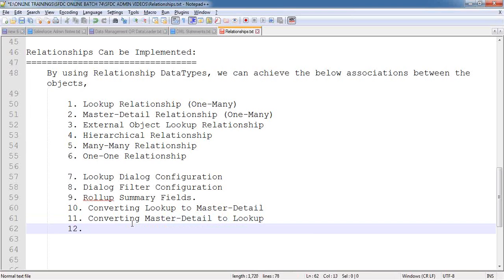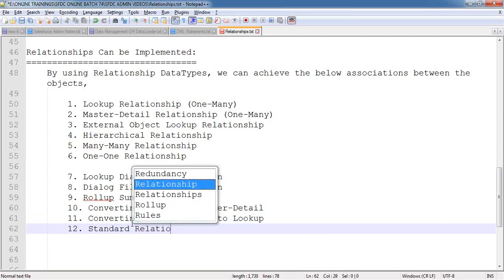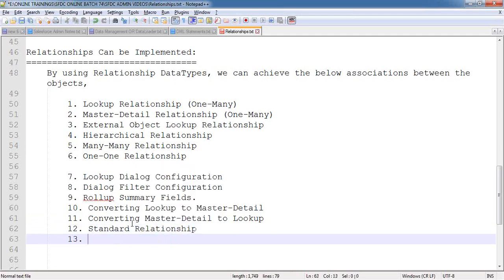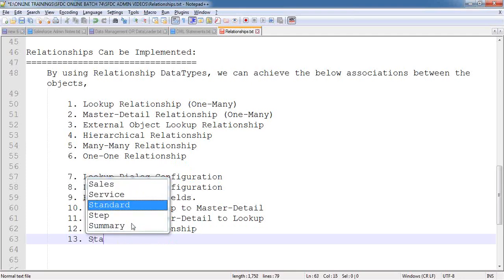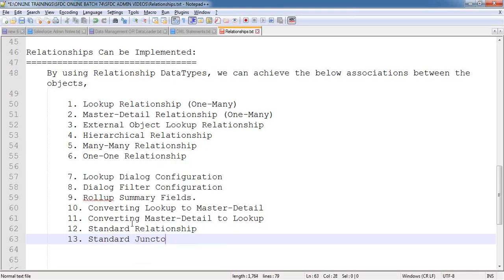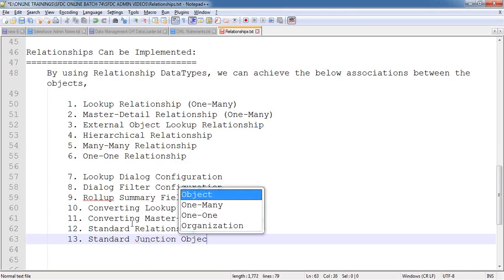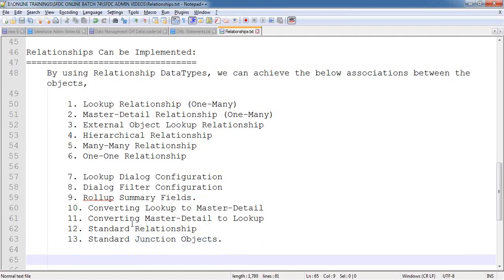And then we'll see a feature called standard relationships: what standard associations are available in Salesforce, we'll see practically. Then we'll see the concept of standard junction objects in Salesforce. So these are the various features we are going to cover as part of the relationship concept.